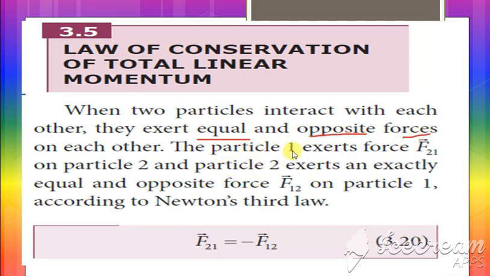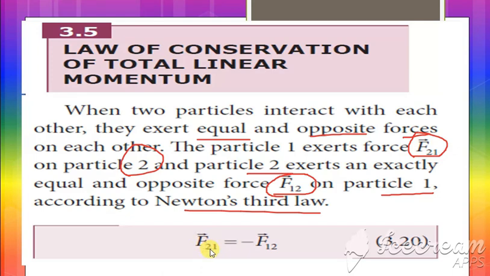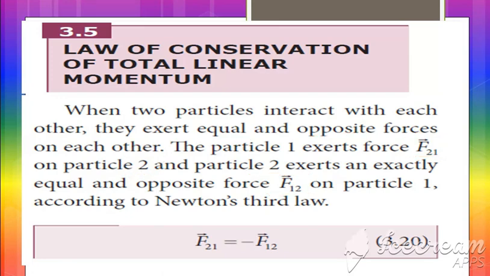First, particle 1 exerts a force F21 on particle 2. In the same way, particle 2 exerts a force F12 on particle 1. From Newton's third law we get F21 is equal to minus F12. This we already know from Newton's third law, isn't it?